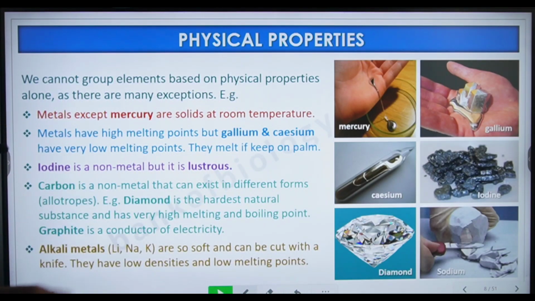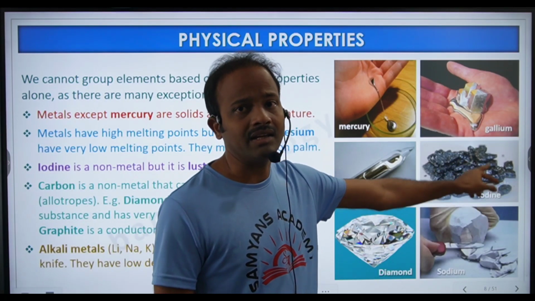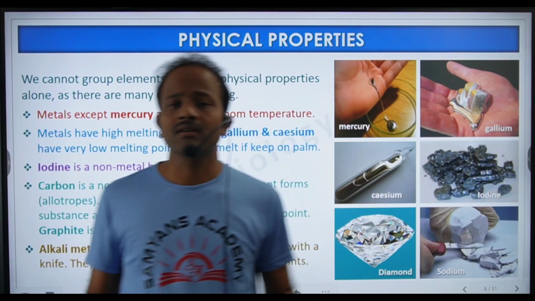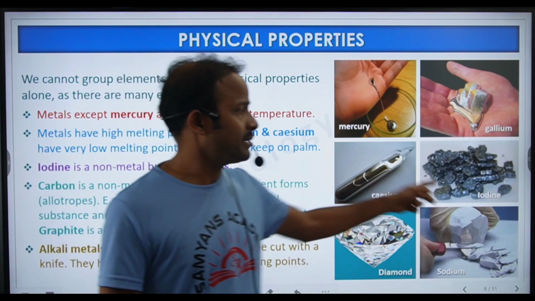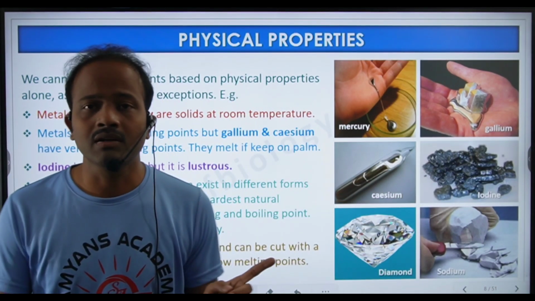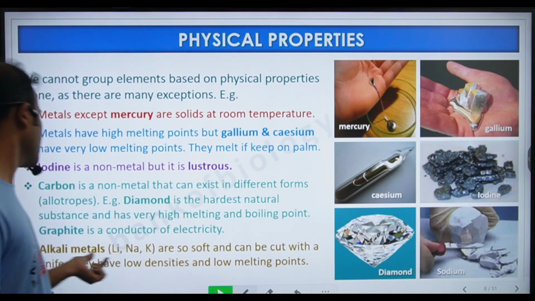Iodine is a non-metal, but it has a lustrous property. These are iodine crystals, and they have a shiny nature. All other non-metals do not have a shiny nature; they look dull. So except iodine, all other non-metals do not show the lustrous property.